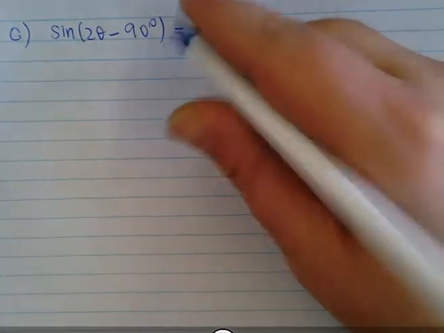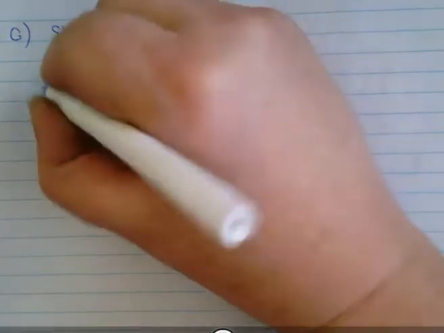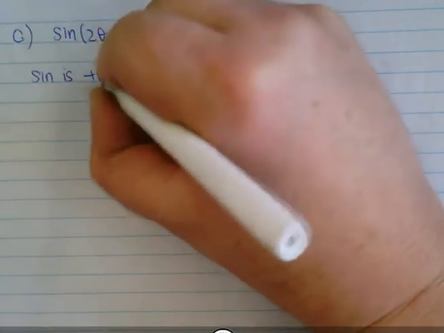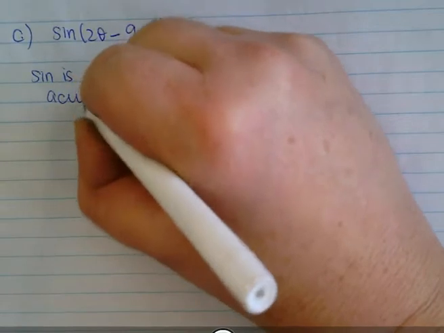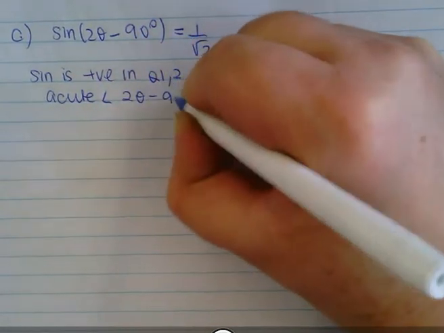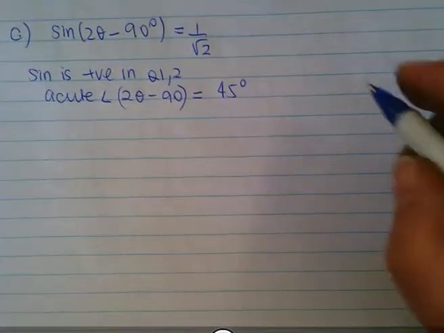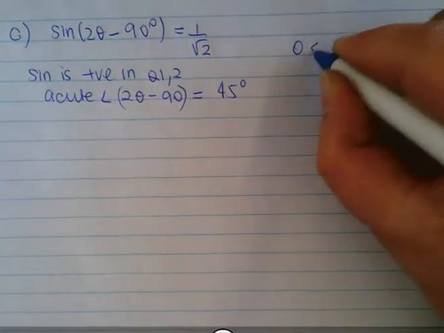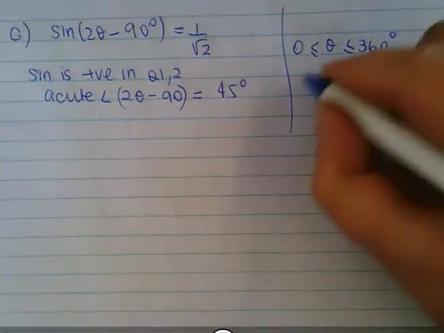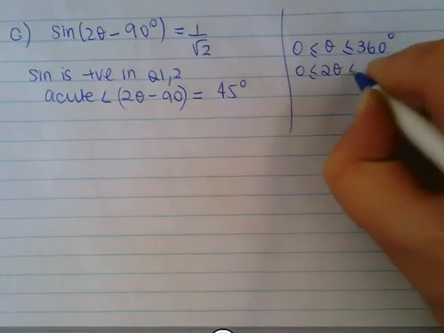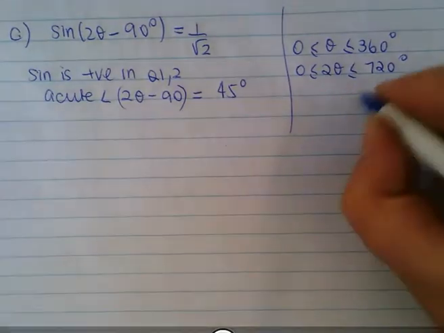So, all right, do you know which quadrants we're in? Sine is positive or negative? Sine is positive in quadrants 1 and 2. Acute angle of this, 2 theta minus 90, is 45. How many times around do we go? So we're solving for 0 to 360. And we've got 2 theta, which would be 720. But it's actually not 2 theta, it's 2 theta minus 90.